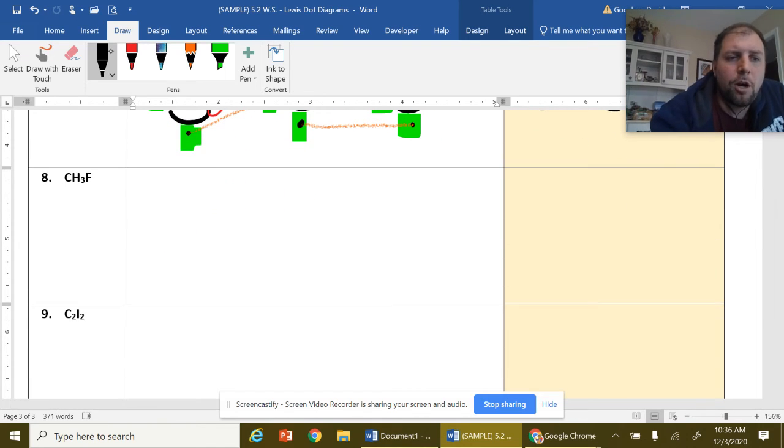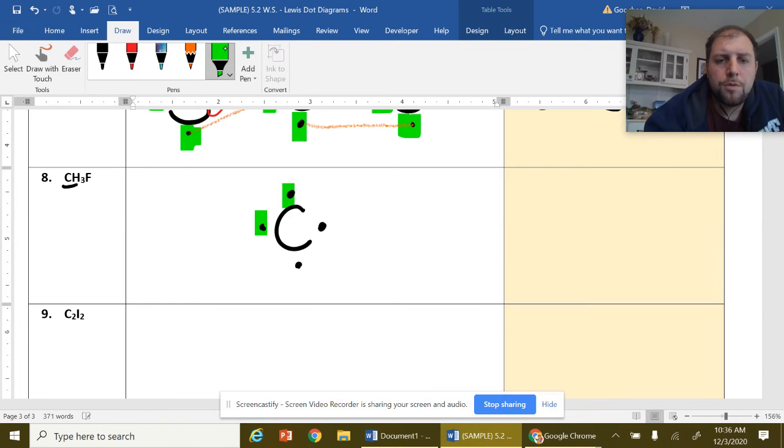CH3F. Well, once again, carbon, put that carbon in the middle. Okay. So here we go. Carbon in the middle because it's going to form the most bonds. It's going to form 1, 2, 3, 4 bonds. Every unpaired electron around the atom will give you 1 bond. Okay, so now I got 3 hydrogens.